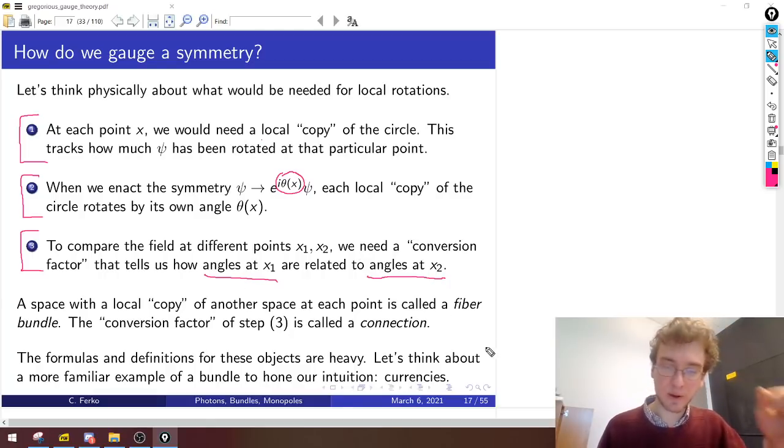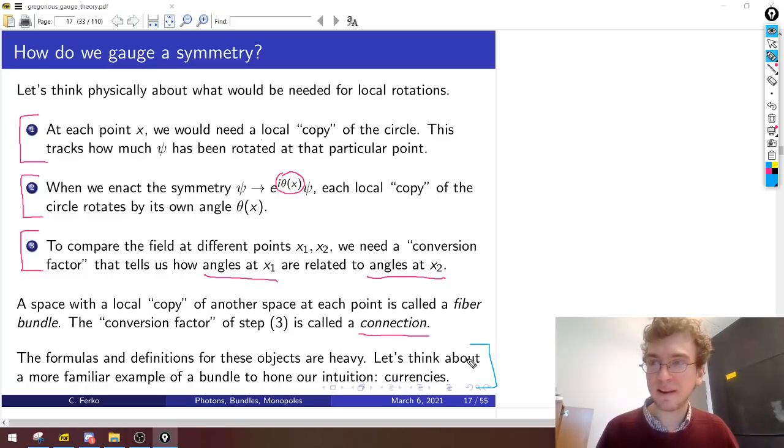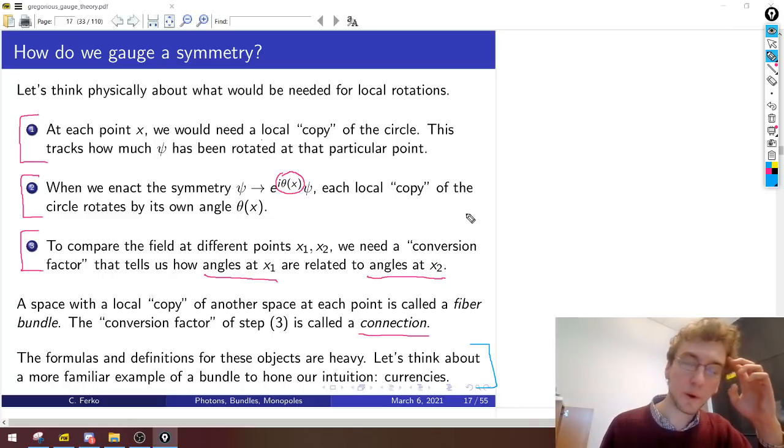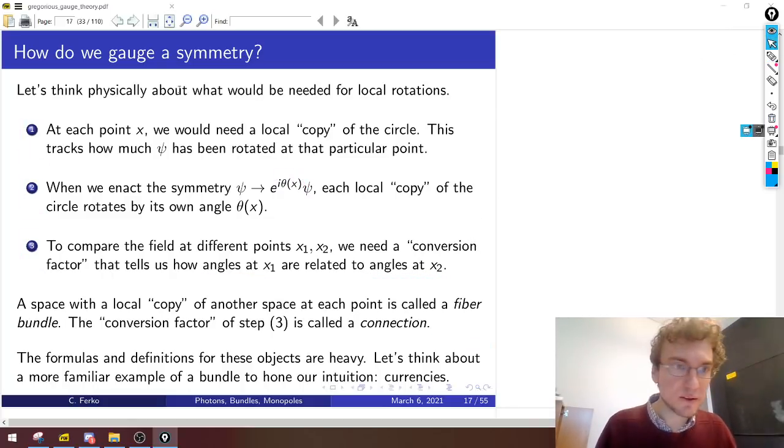As Greg spoke about in his last talk, a fiber bundle is essentially the structure where you attach a local copy of some space at every point in another space. And this conversion factor is called a connection on a bundle. But in order to keep the talk accessible and light, I'm going to avoid the definitions of these objects for now. Instead, I want to back off a little bit from the physics and just talk about an analogy that, although it seems a little silly, will turn out to give us quantitatively correct equations for U1 gauge theory. So that's what's coming next.